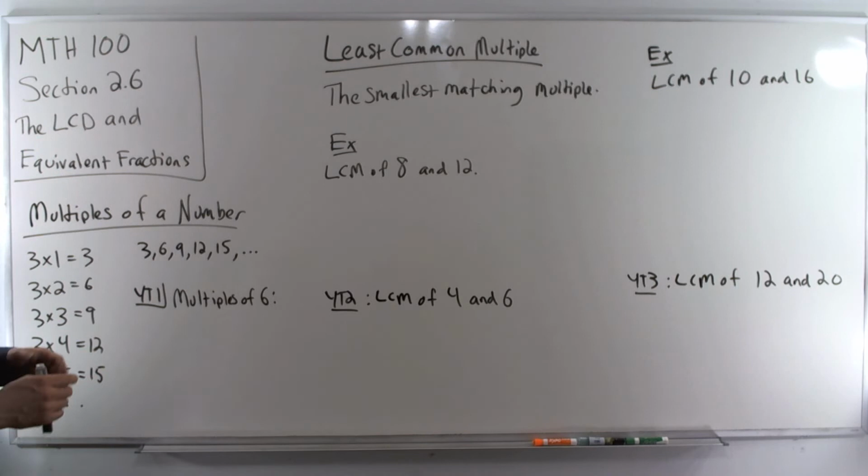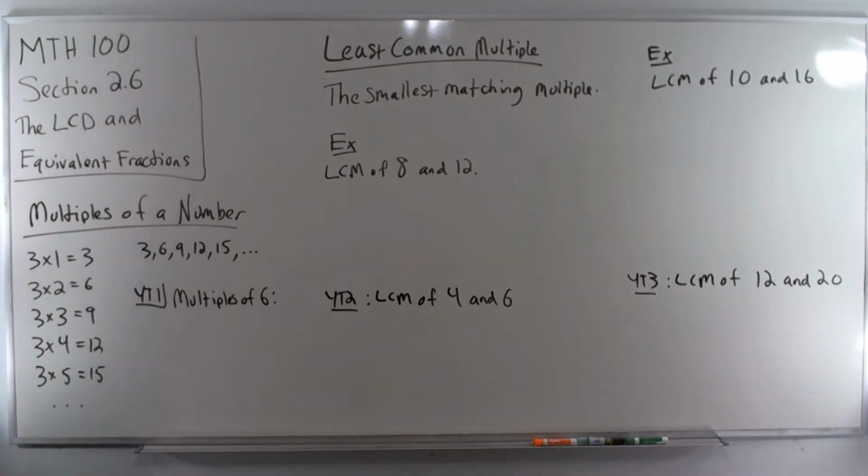So we're going to find the least common multiple. We need to know what multiples are. The multiples of a number are what you get when you take a number and multiply it by 1, 2, 3, 4, 5, and so on. Those give you all the multiples. So the multiples of 3 would be 3, 6, 9, 12, 15, and so on. The three dots are called ellipses. They mean that the pattern continues.